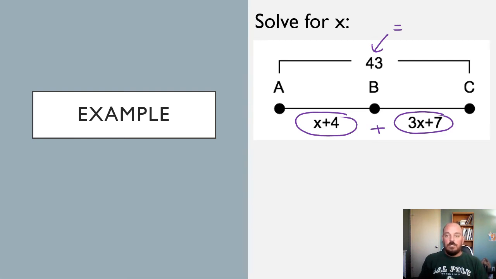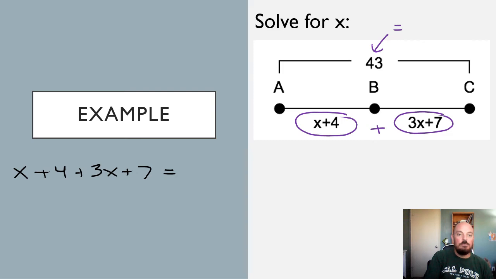So what we're going to do is set up an equation and solve it. I'm going to take the two things I circled and add them together. I'm going to do x plus 4 plus 3x plus 7. And I'm going to say when I add those two up, it has to equal 43, the total. Now that's my equation that I want to solve.